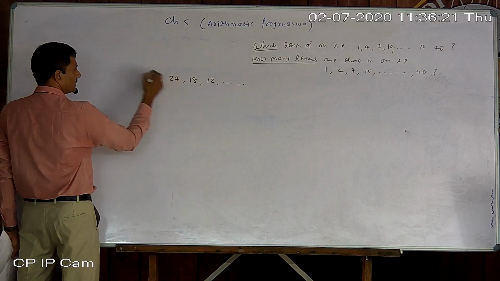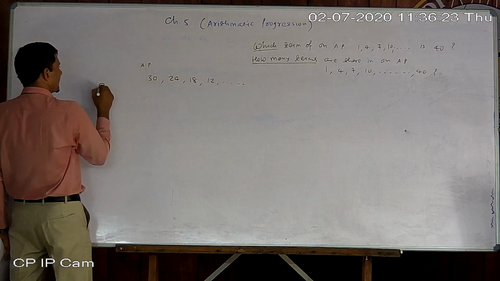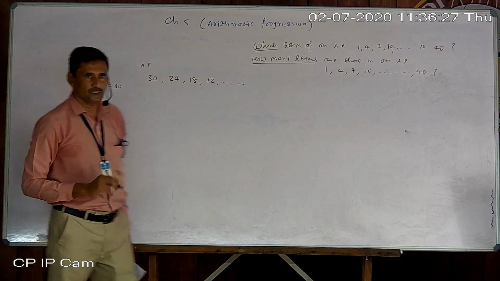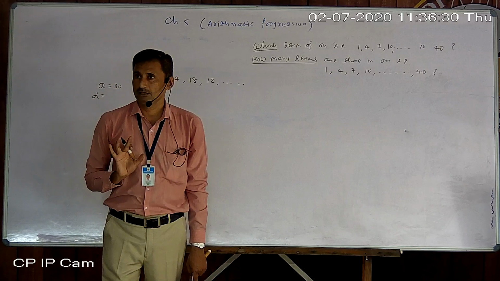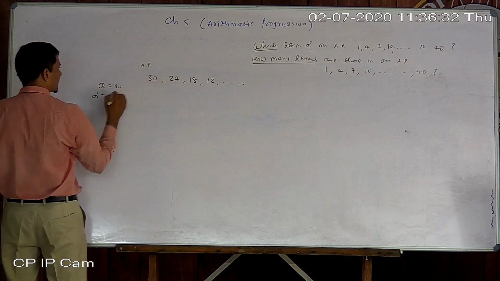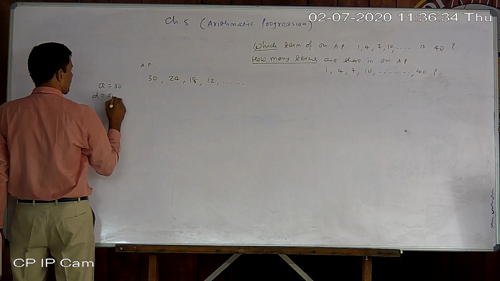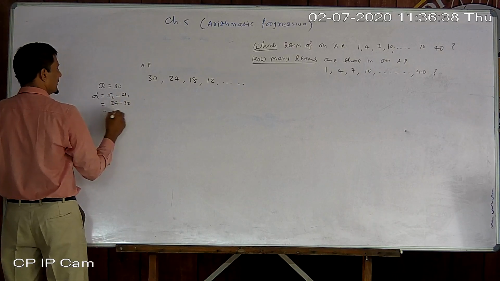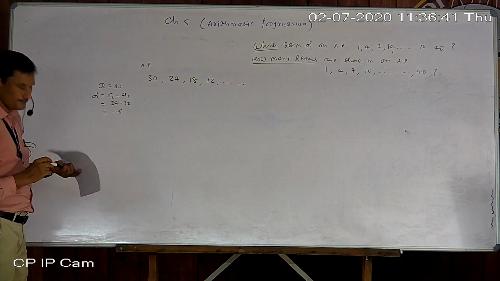Now, by observing this, you can say a equal to 30. Suppose I cannot say d directly. So, I can subtract the first term from the second term, a2 minus a1. So, it will be 24 minus 30. So, it will be minus 6, not 6.